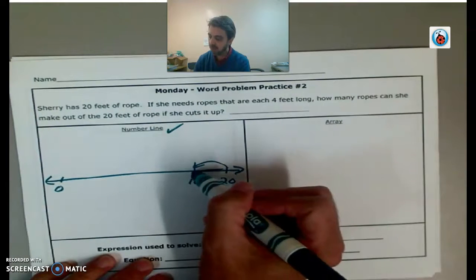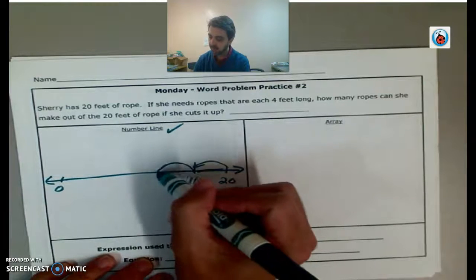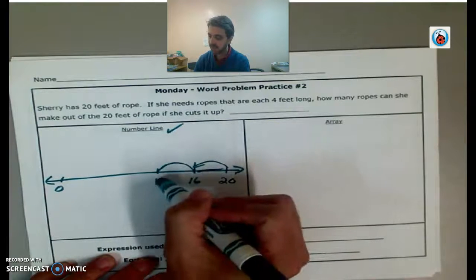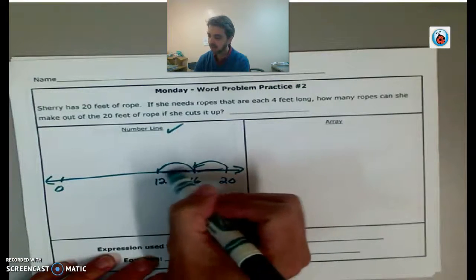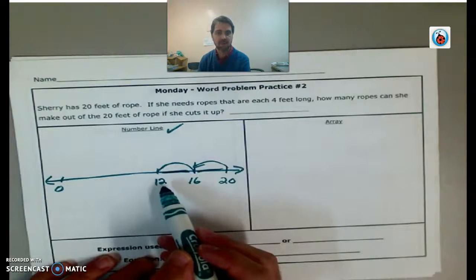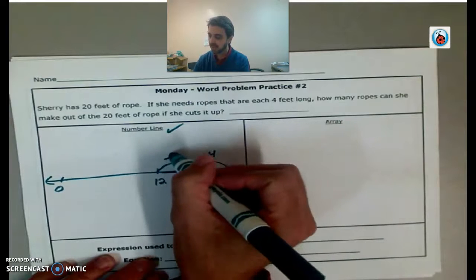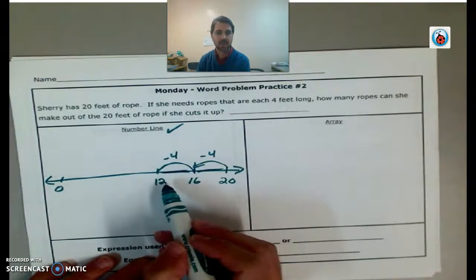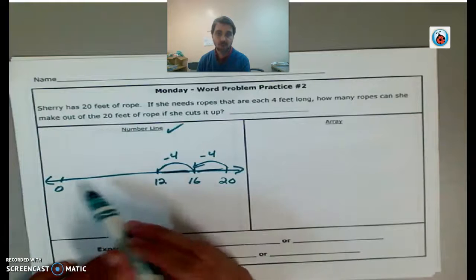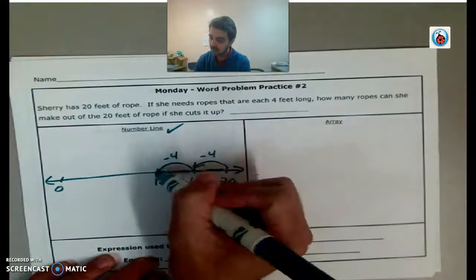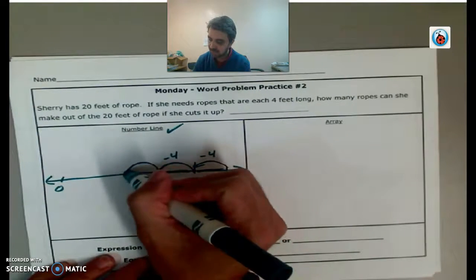So that's one rope. We can make another rope with 4 feet. If we cut off 4 more feet, we now only have 12 feet left, right? Because 16 minus 4. We took away 4, we took away 4, now we have 12 feet. We still have more rope left. We still have 12 feet. All right, so let's take away 4 more feet.